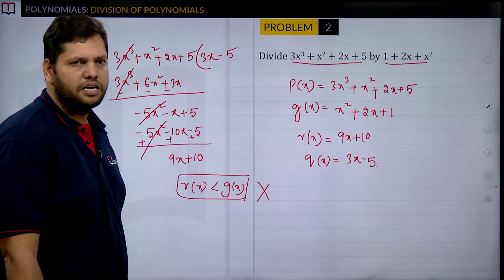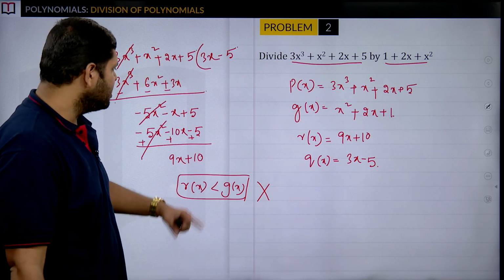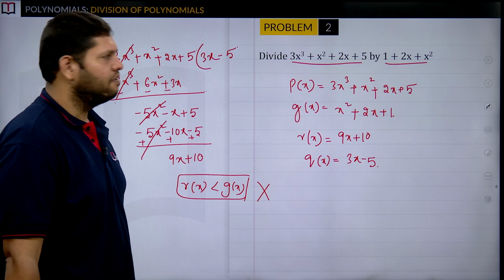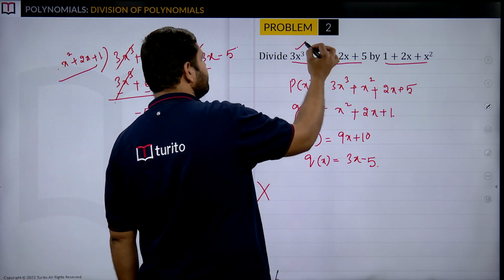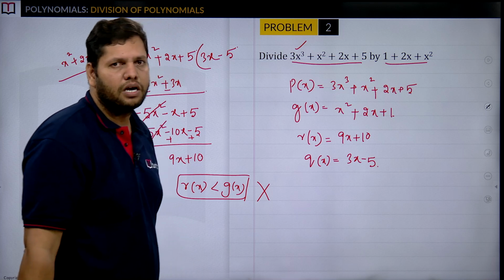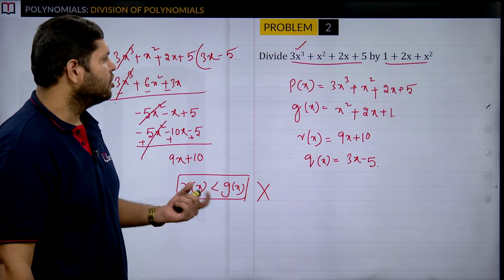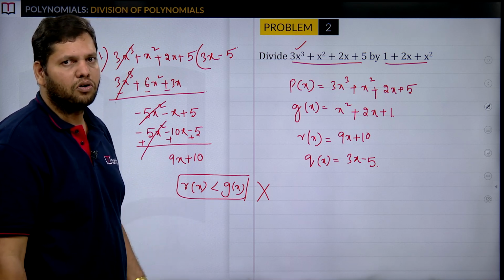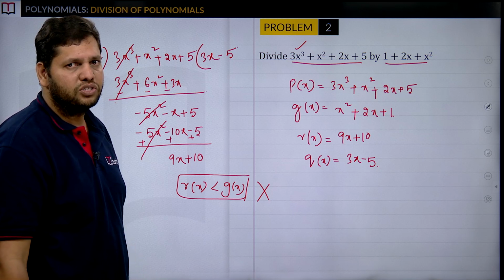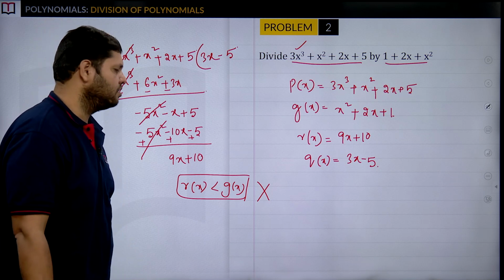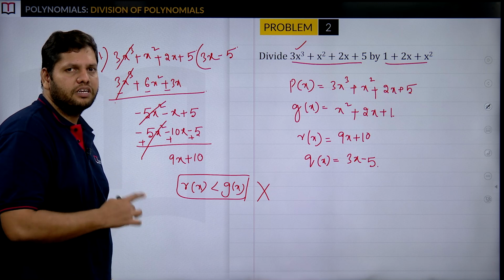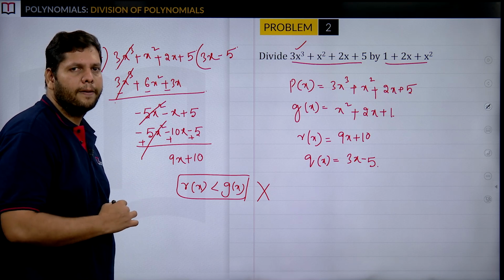Clear, children? Any doubts regarding this sum? It's the same as the previous one, but we went for a cubic polynomial. In the previous question, we divided a quadratic polynomial. Now I am dividing a cubic polynomial by a quadratic polynomial. Clear, children? Look at the answer once. See the steps one by one. See if you have any doubts.